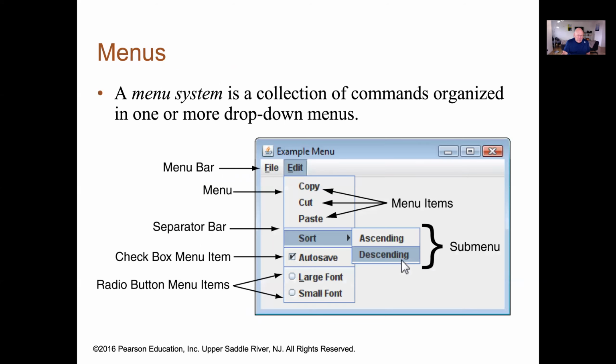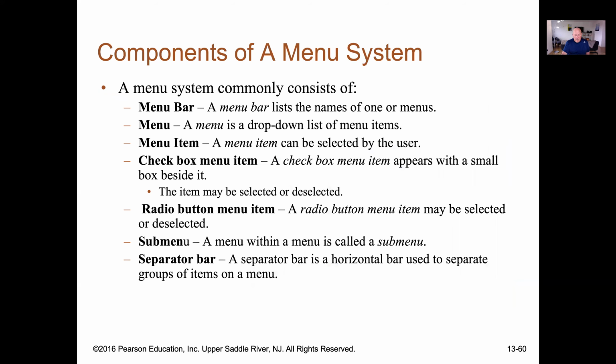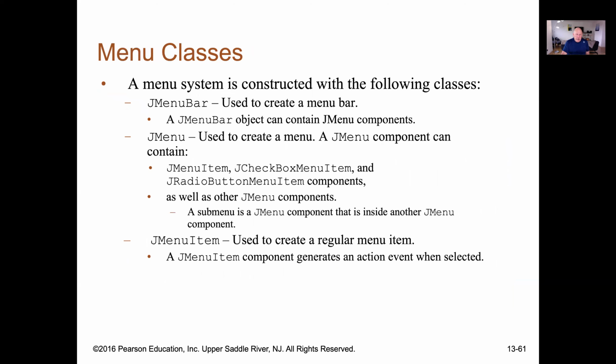A menu system is a collection of commands organized in one or more drop-down menus, like you see on most Windows Office products. Copy, cut, paste, there's a separator bar, sort, autosave, choosing a large font, small font, ascending, descending. A menu system commonly consists of a menu bar, a menu item, a checkbox menu item, a radio button menu item, a submenu, and a separator bar. You have to use the JMenuBar class to create this.